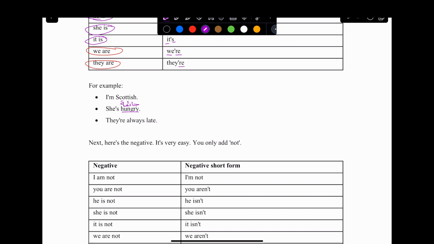They are always late. So هم دائما always دائما متأخرين. So مرة ثانية I'm Scottish. She's hungry. They're always late.